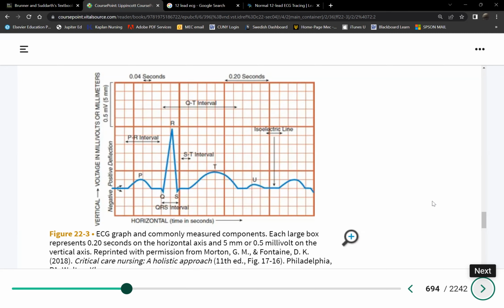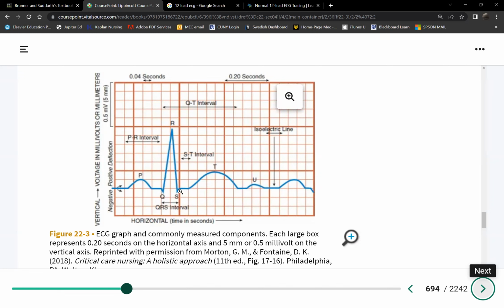Time in seconds. Very good. Okay. Now you'll notice that each wave and complex seems to rise at a certain point from an imaginary straight line, correct? Meaning, how do you know this is the P wave? Because it started from here, from this imaginary straight line. Now, let's call that imaginary straight line the isoelectric line.